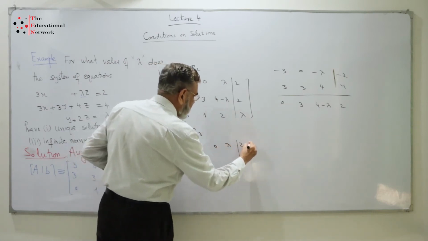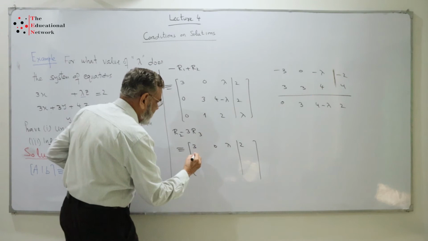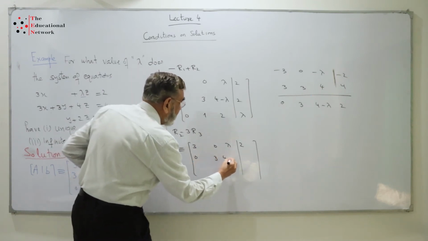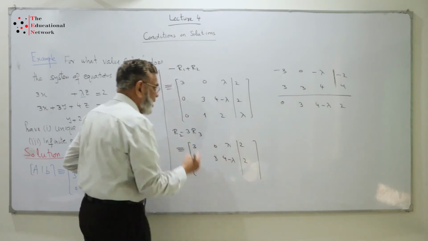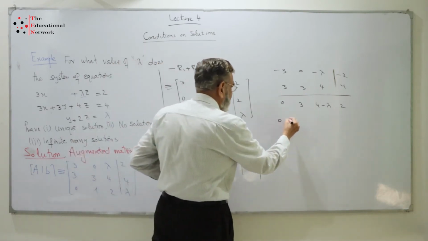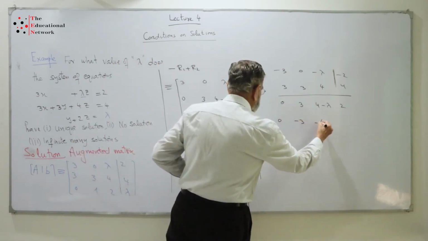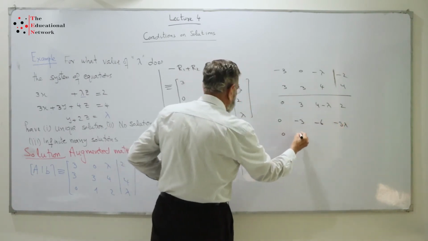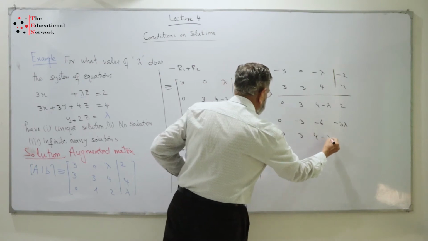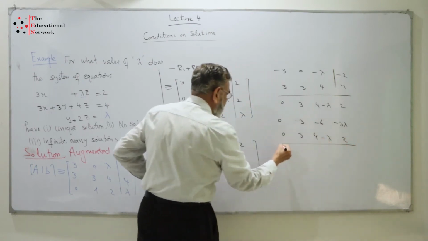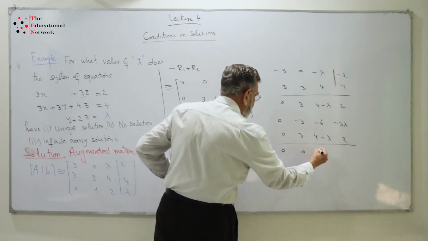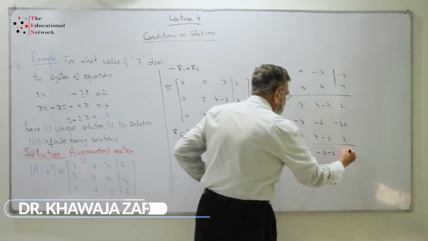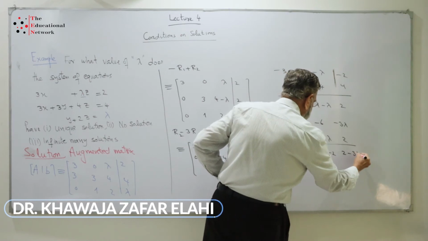And we get here 2. My second equation I will keep like this: 0, 3, 4 minus lambda and 2, and multiply by minus 3. I get 0, minus 3, minus 6, minus 3 lambda. And I have in the second row 0, 3, 4 minus lambda and 2. We add this one. We get here 0, 0, we are having here minus lambda, minus 2, and we are having here 2 minus 3 lambda.